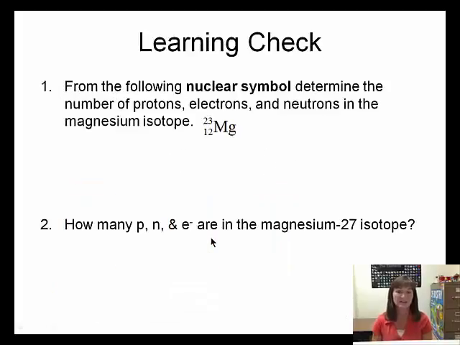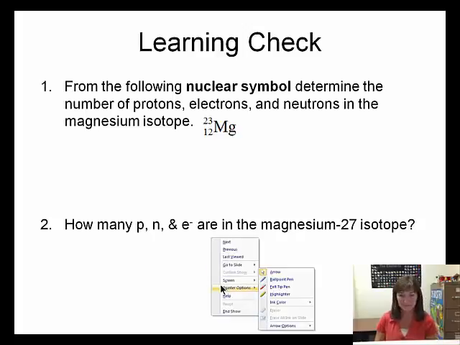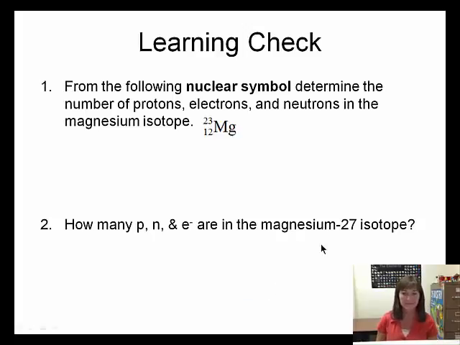So here's a learning check. From the following nuclear symbol, determine the number of protons, electrons, and neutrons in the magnesium isotope. Okay, so it's asking for protons, electrons, and neutrons. Notice I did that very carefully. I read this very slowly. I went protons, electrons, and neutrons.